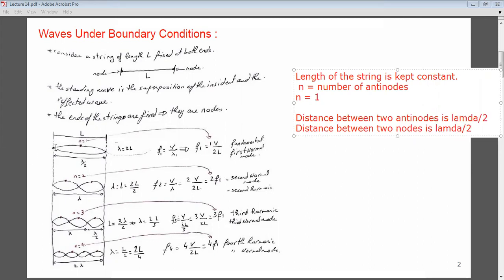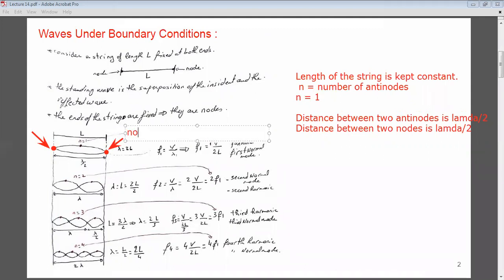So what do I have here? I have one node over here and another node over here. So these are two nodes. This is one node and this is another node, at the two ends.